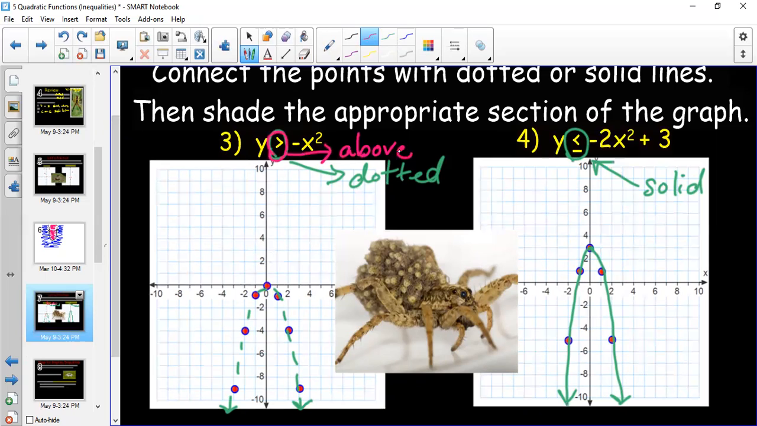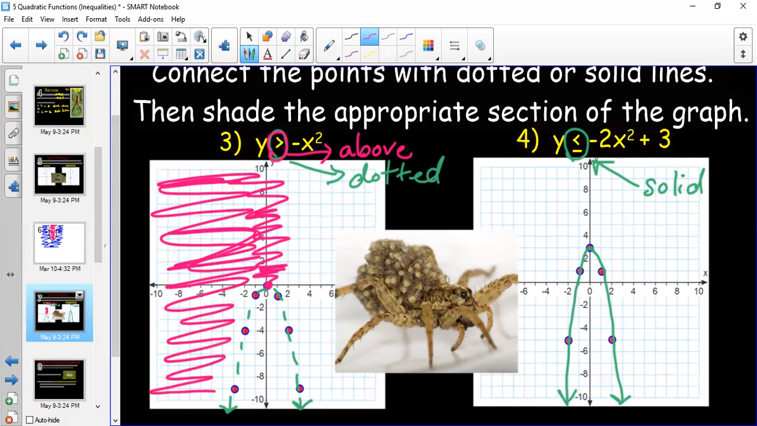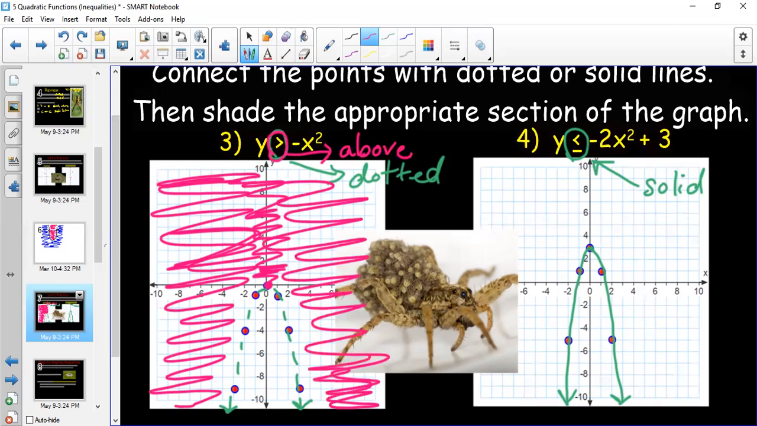Here's what I'm going to tell you to do. Pick your vertex. So find your vertex. Our vertex here was right at 0, 0. Since it's greater than, I'm shading above. Now, remember how I said you had to either shade inside the parabola or outside? Well, where does above fall? It falls outside the parabola. So I need to continue to shade everything on the outside of this parabola. That's where all of my solutions are.